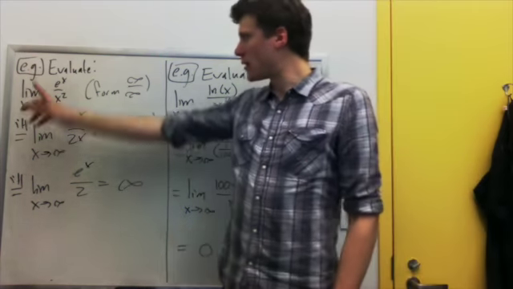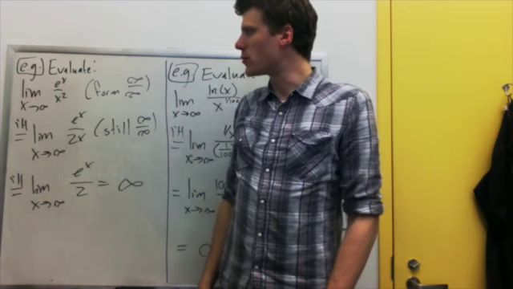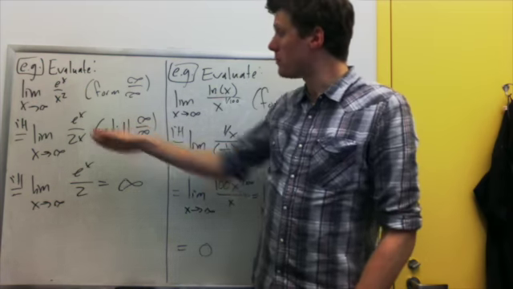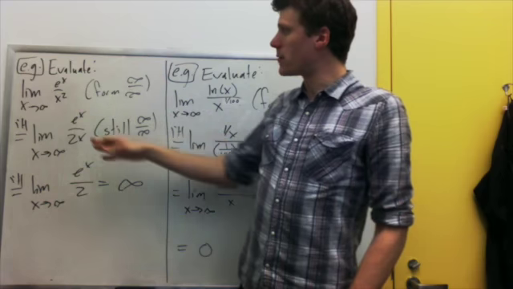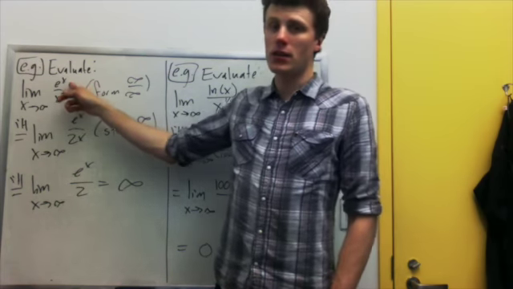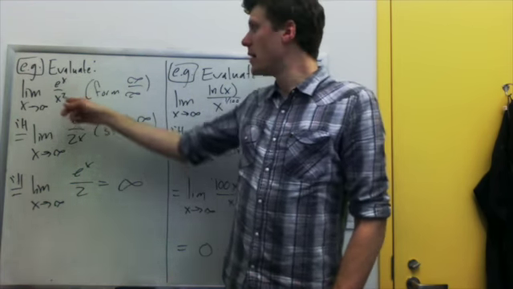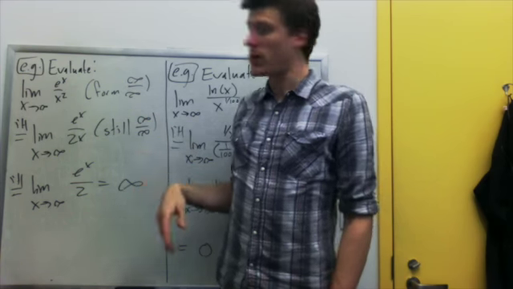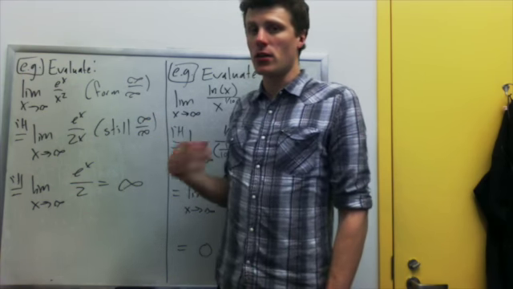So let's look at an example. Let's look at the limit as x goes to infinity of e to the x over x squared. This is of the form infinity over infinity because as x goes to infinity, e to the x shoots off to infinity, and x squared goes to infinity too. So this is L'Hopital worthy.